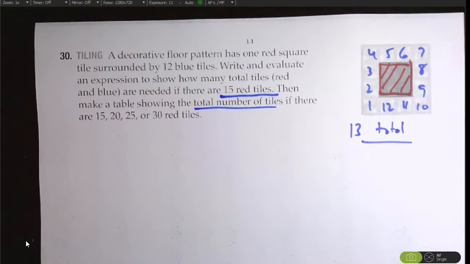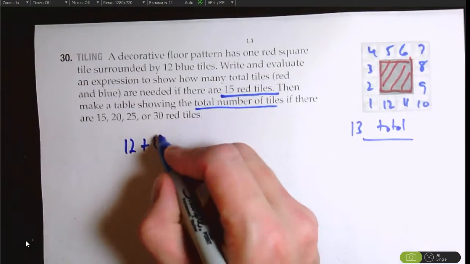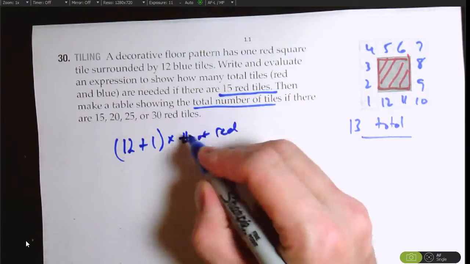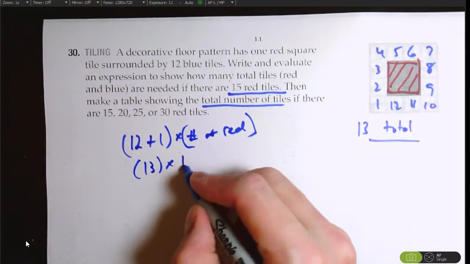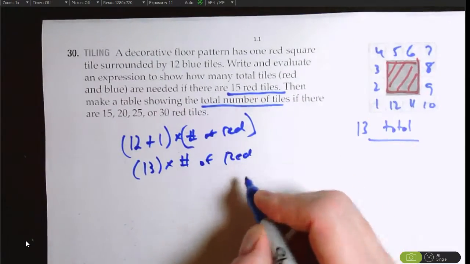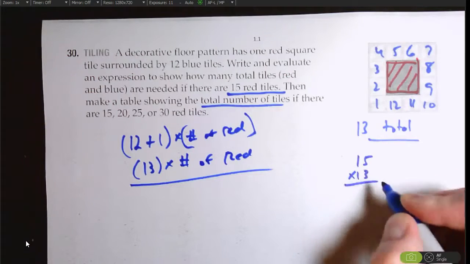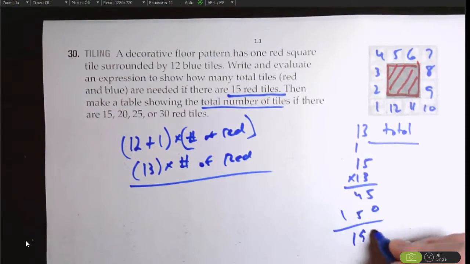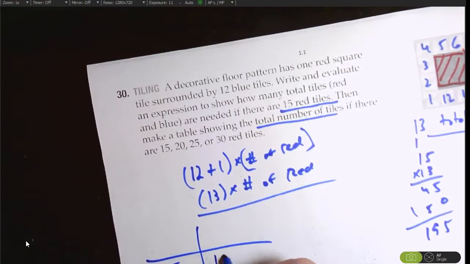Okay, so basically the expression would be 12 plus 1 times the number of red, which is really just going to be 13 times the number of red. So how many would I have for 15 red tiles? It'll just be 15 times 13, which is 5, carry the 1, 4, 0, 5, 1, 195. Okay. So for our little table, if we have 15 red, we have 195 total.